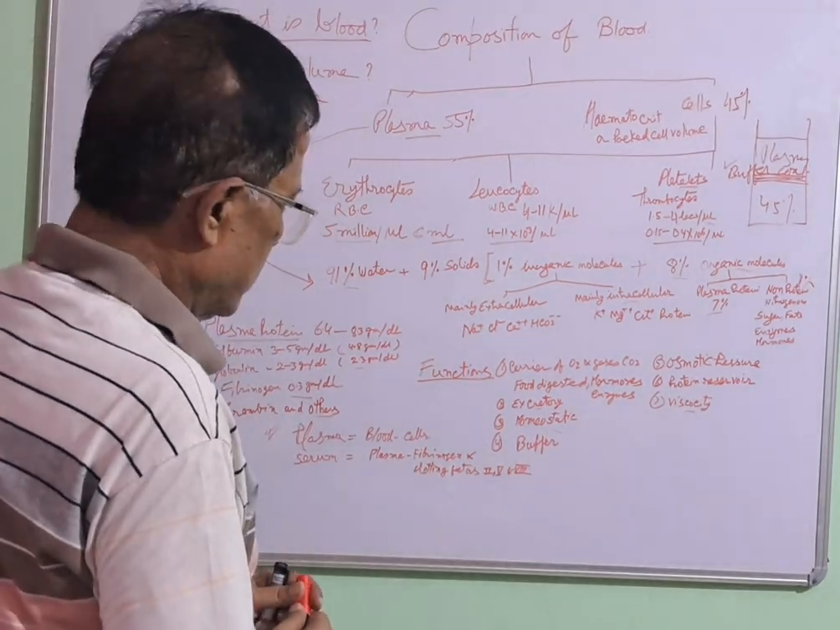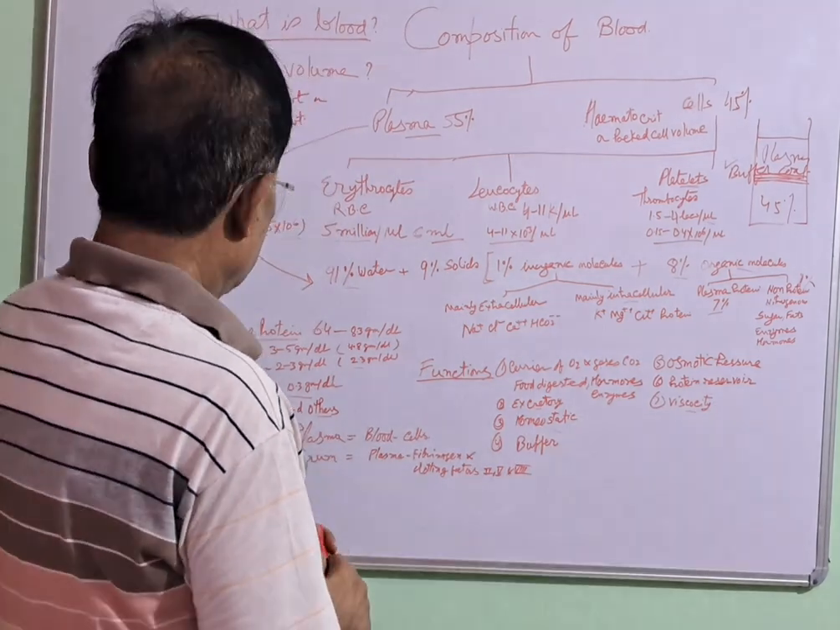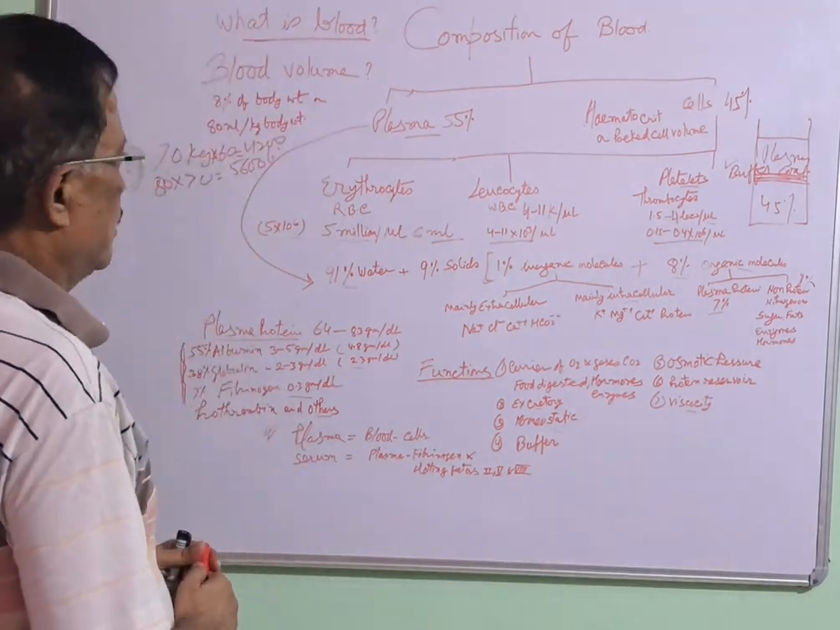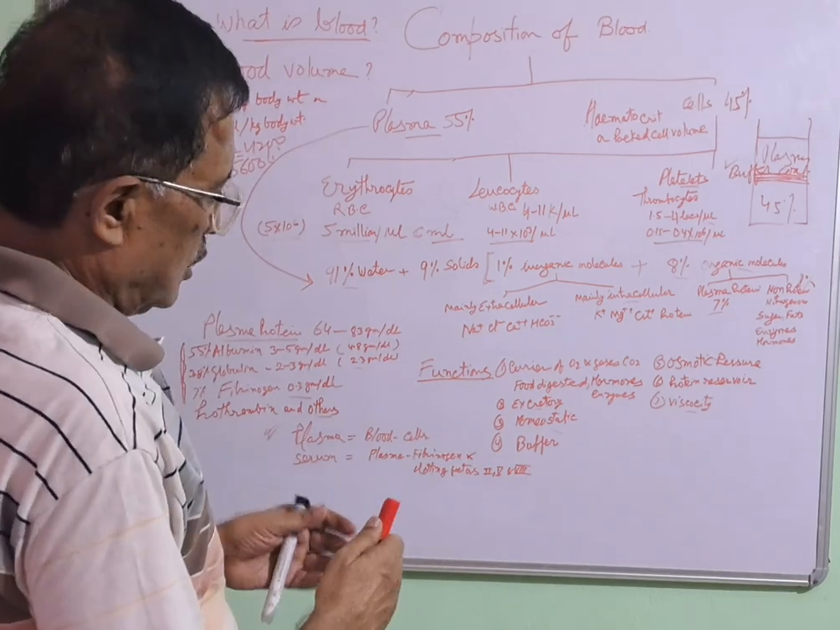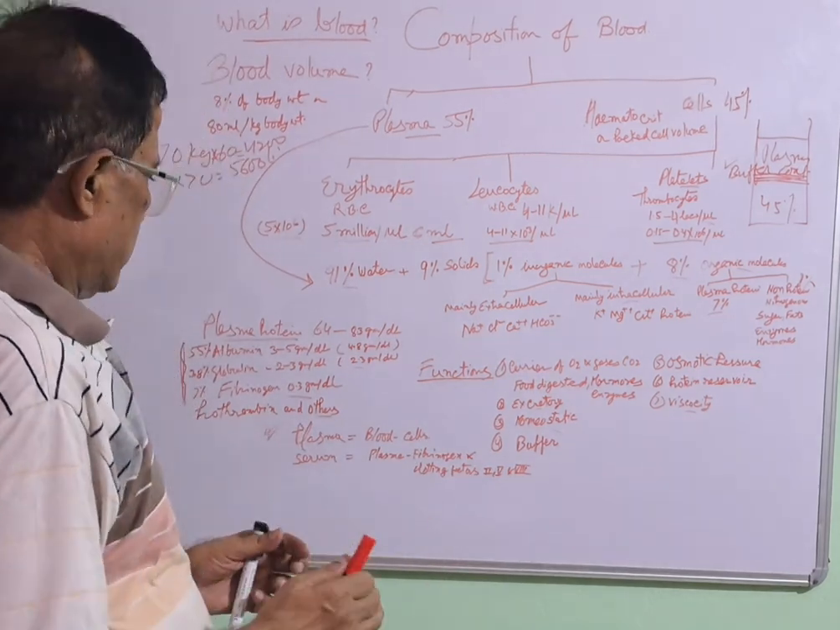This is all about the composition of blood. In the next video we will talk about plasma protein and then erythrocytes, leukocytes, platelets, etc.